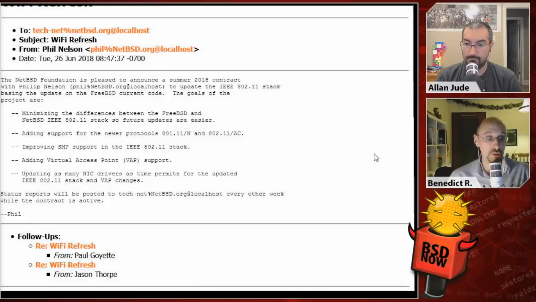Adding support for the newer protocols 802.11n and 802.11ac. Improving SMP support for the IEEE 802.11 stack and adding virtual access point support, as well as updating many NIC drivers as time permits for the updated 802.11 stack and VAP changes, which is the virtual access point. Status reports will be posted every week. Oh, wow. While the contract is active, so I guess we have a bunch of news coming up in future episodes.